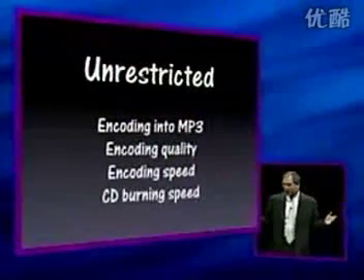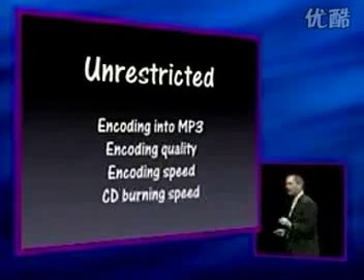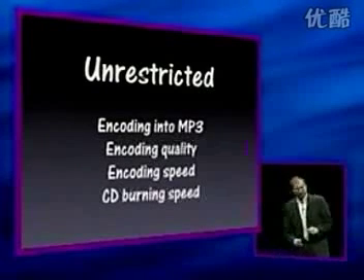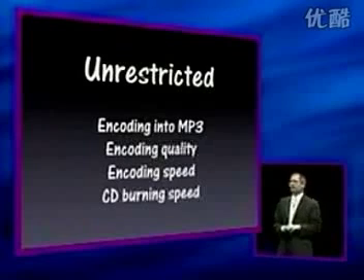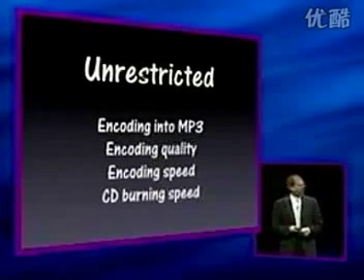So, this is what we've got. And again, iTunes gives us unrestricted encoding into MP3. It gives us unrestricted encoding quality. It gives us unrestricted encoding speed. It'll go as fast as your disk drive and computer will go. And it gives you unrestricted CD burning speed. Again, as fast as basically your CD burner will go.